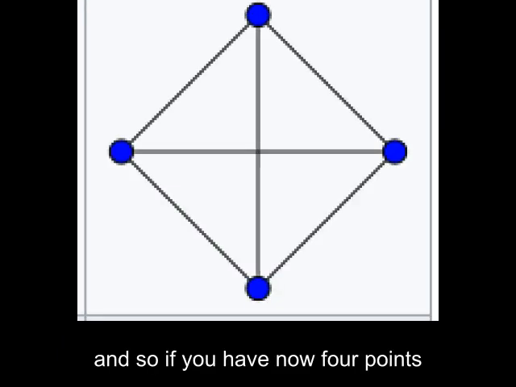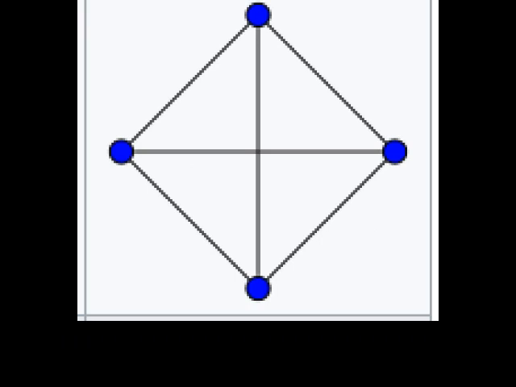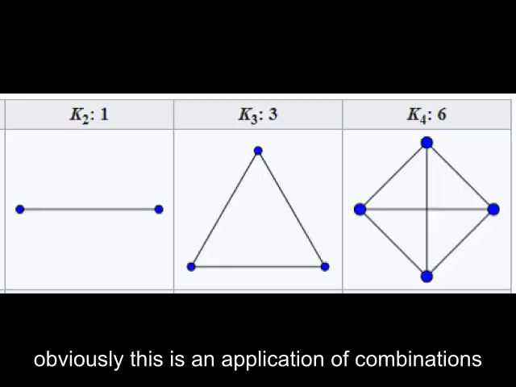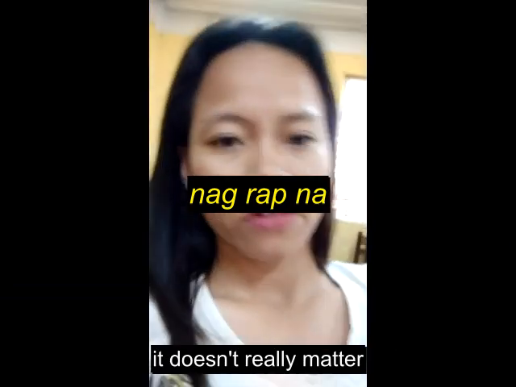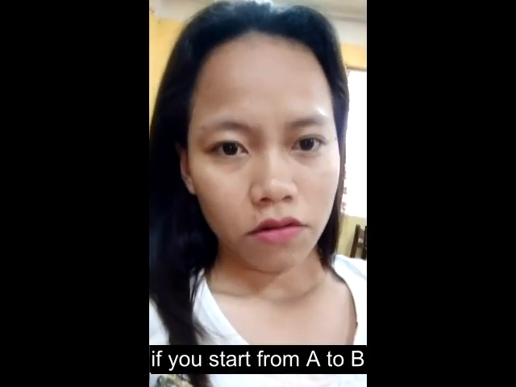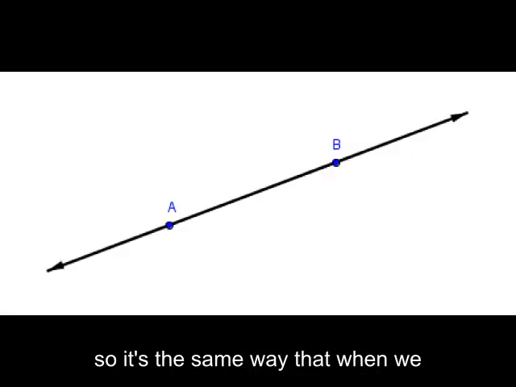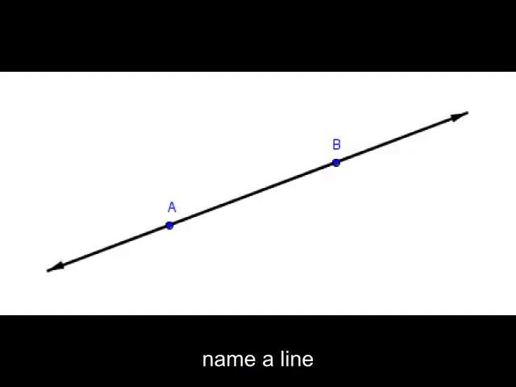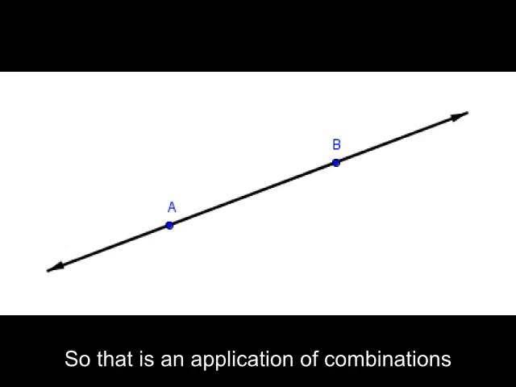And so, if you have now 4 points, then you can count 1, 2, 3, 4, 5, 6. You can form 6 lines. Obviously, this is an application of combinations. For example, when you draw a line, it doesn't really matter if you start from A to B or B to A. So it's the same way that when we name a line, it doesn't really matter if we name it AB or BA. So that is an application of combinations.